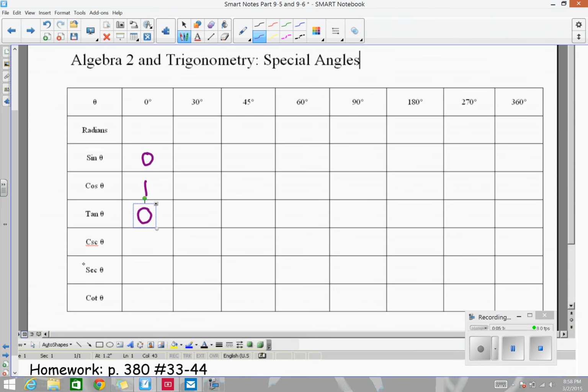Cosecant. Cosecant is the reciprocal of sine. Think of this as 0 over 1. So the reciprocal is 1 over 0. 1 over 0 is undefined. Secant. Secant is the reciprocal of cosine. The reciprocal of 1 is 1. 1 over 1, flip it over, 1 over 1. Cotangent. Cotangent is the reciprocal of tangent. Tangent is 0, just like sine. If you take the reciprocal, it's 1 over 0. 1 over 0 is undefined.